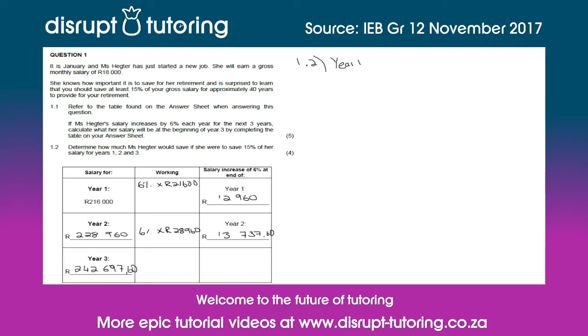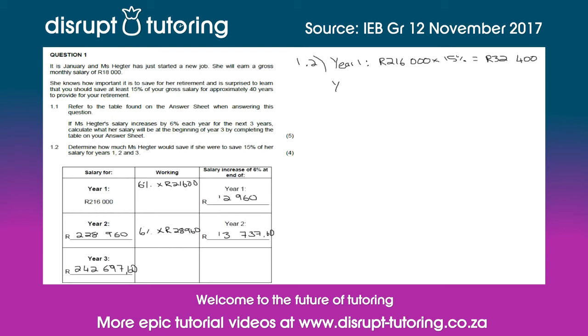So for year 1, we know that it should be 216,000 Rand multiplied by the 15%. And remember, 15% is 15 over 100 if you can't find the percent button. And this comes to 32,400.